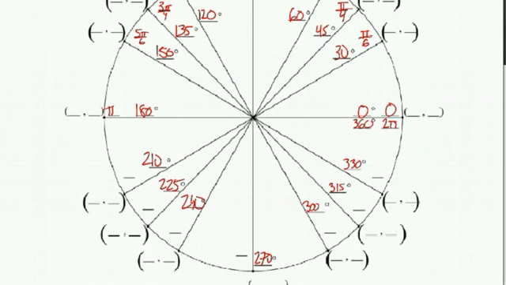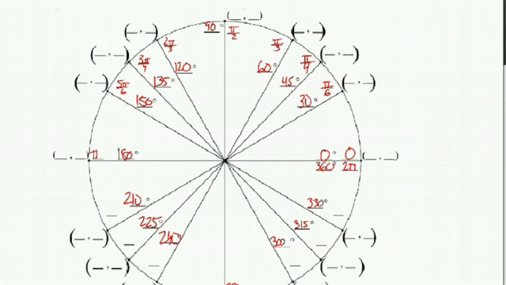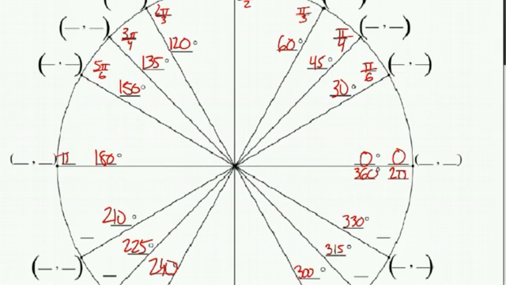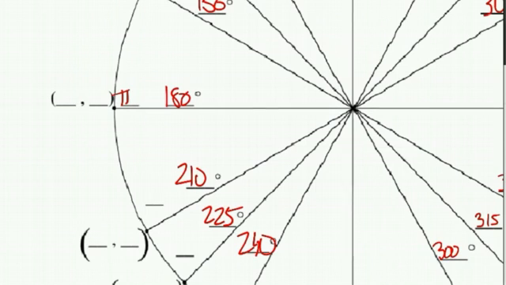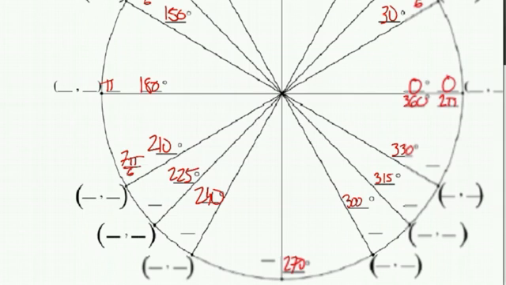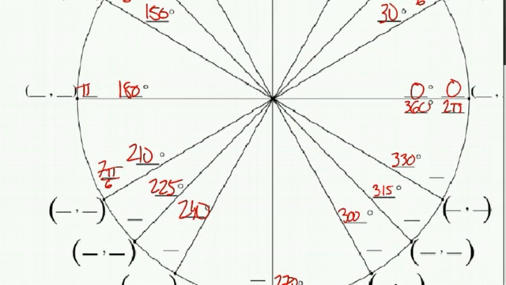210, thinking back to quadrant 1, is 7 times larger than 30 degrees. So it's going to be 7 times larger than pi over 6. So it's going to be 7 pi over 6. 225 is 5 times larger than 45, so it's going to be 5 times larger than pi over 4, so we got 5 pi over 4.